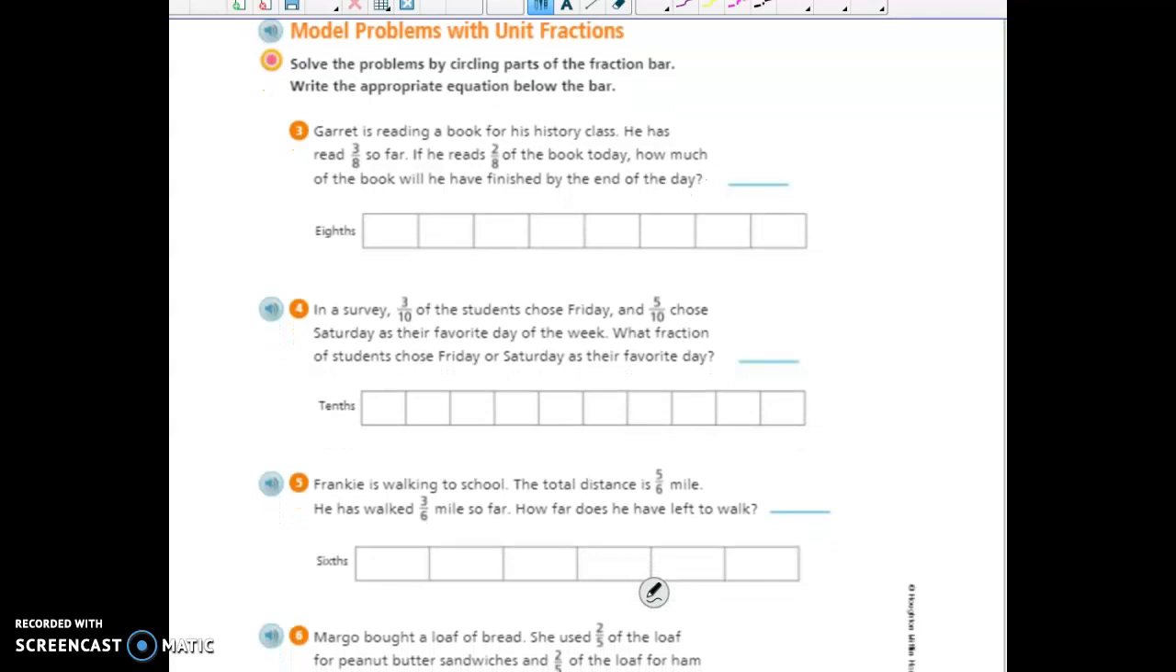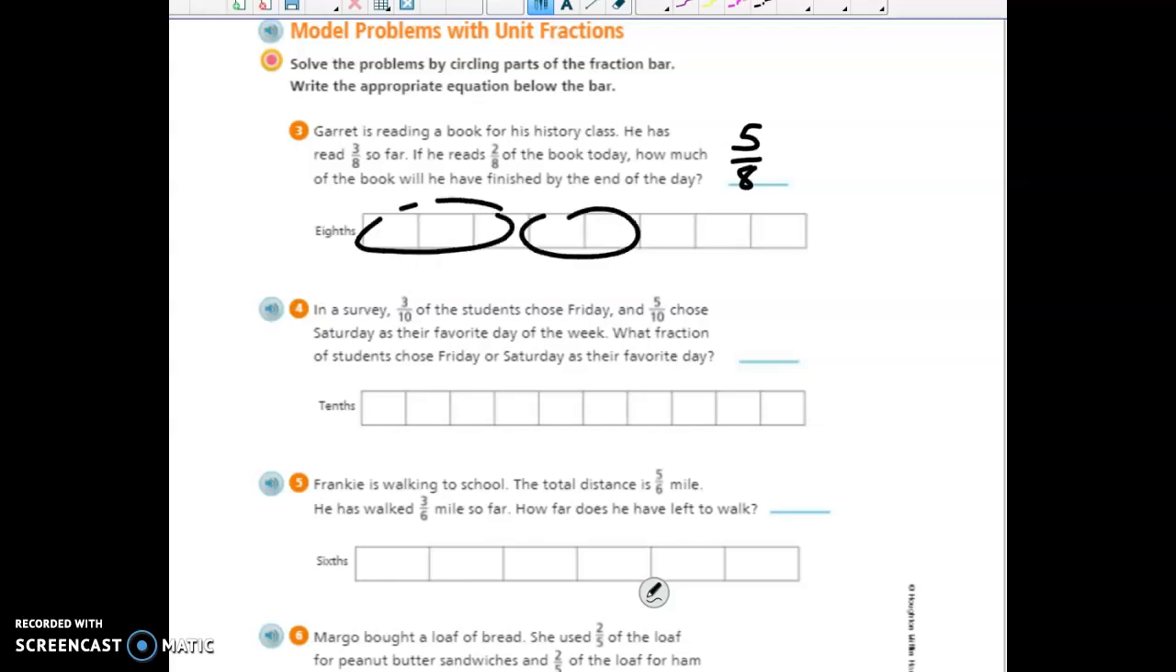We're on page 4, number 3. Garrett is reading a book for his history class. He's read 3/8 so far. If he reads 2/8 today, how much will he have finished by the end of the day? Pause your video and write your answer. I'm hoping that you got 5/8. And again, those fraction bars are there for if you want them.